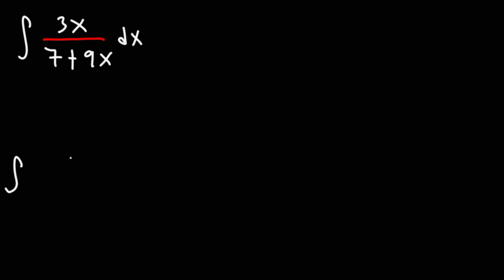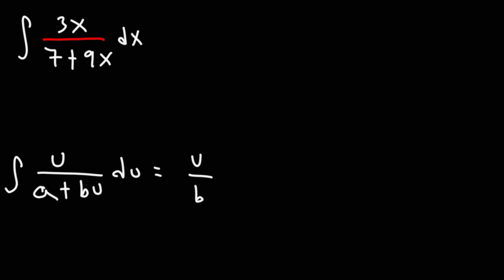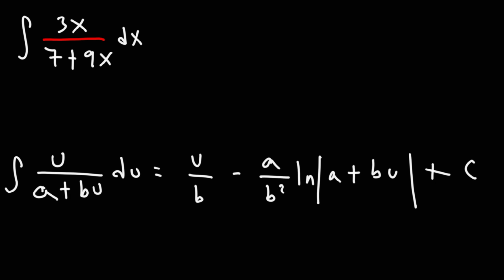The integral of u over a plus bu du is equal to u over b minus a over b squared natural log a plus bu plus c. That's the formula you need in order to do this.